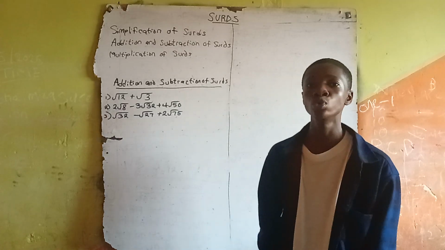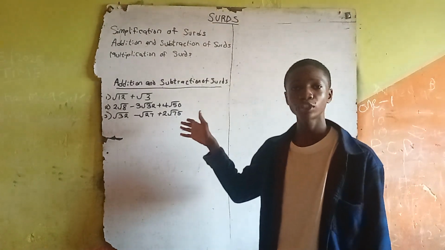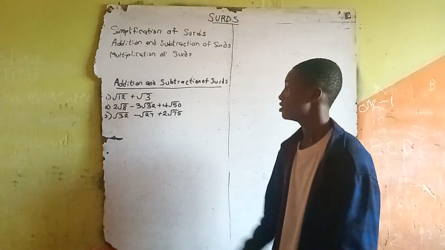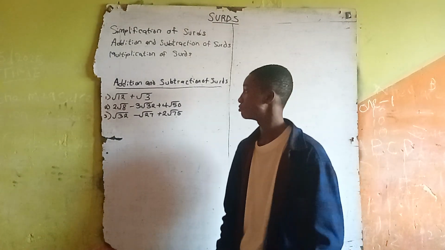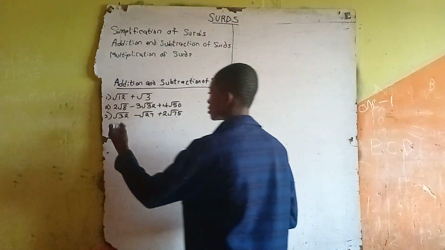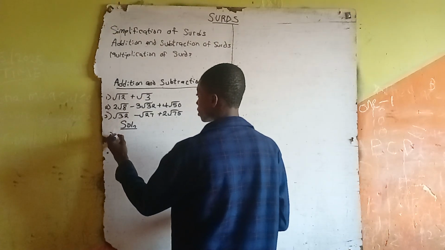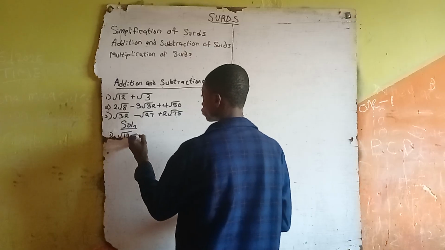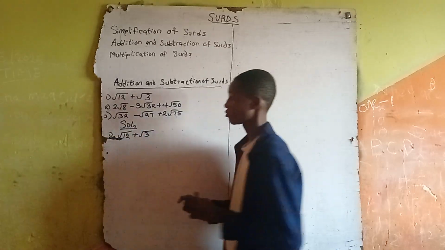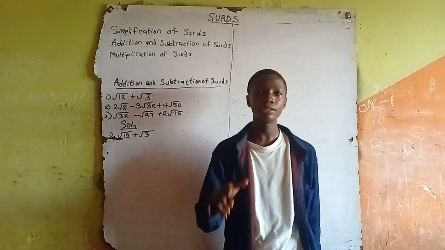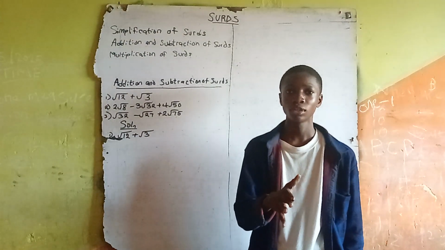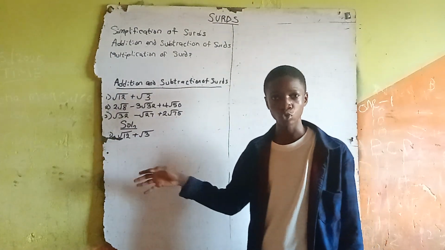We move to addition and subtraction of surds. These are the questions we are going to be looking at today. The first question says root 12 plus root 3. You are going to apply the method of simplification to each of the roots.